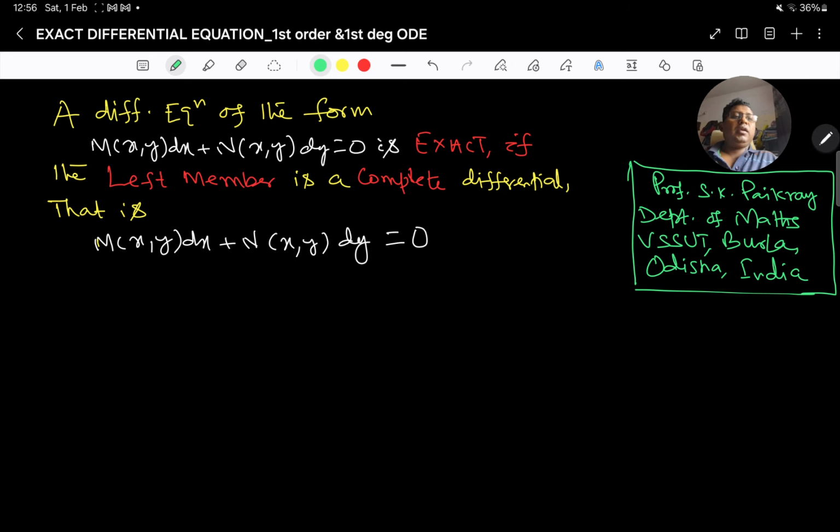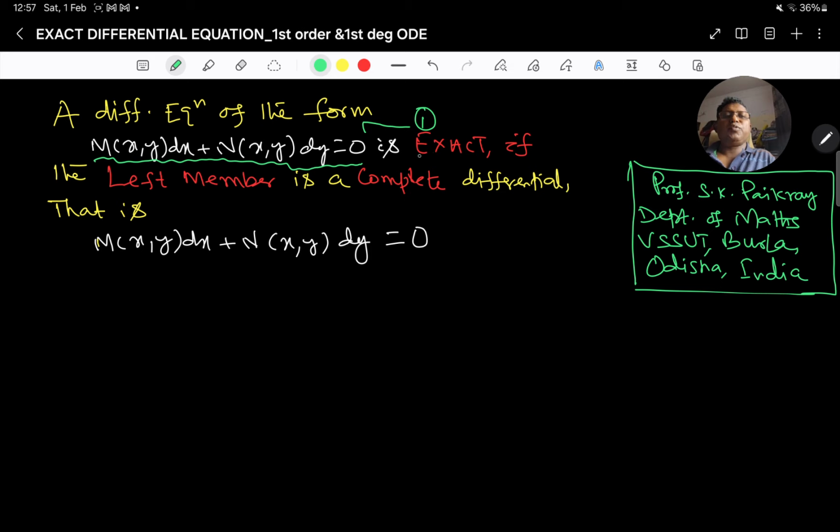Hello everyone. In this lecture I shall discuss the exact differential equation. As we have discussed in earlier lectures, the standard form of a differential equation of first order and first degree is M(x,y) dx + N(x,y) dy = 0. Let it be my equation 1.